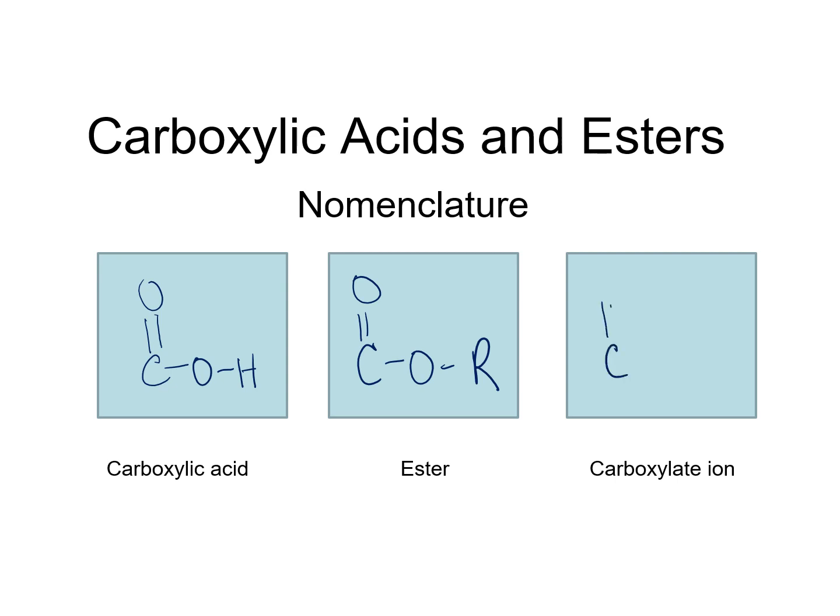So what the heck is a carboxylate ion? Well, it's a C double bond O, bonded to an oxygen, but then that oxygen is not bonded to another atom, and it has 3 lone pairs of electrons, so it has a negative charge.